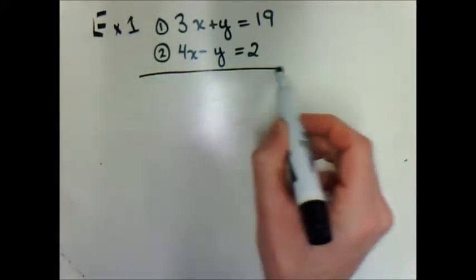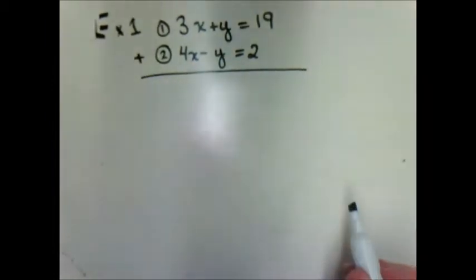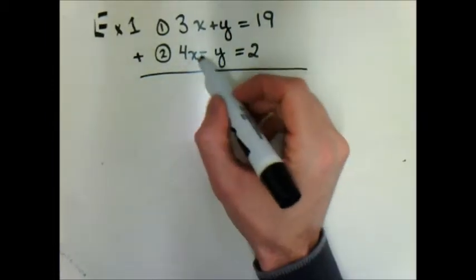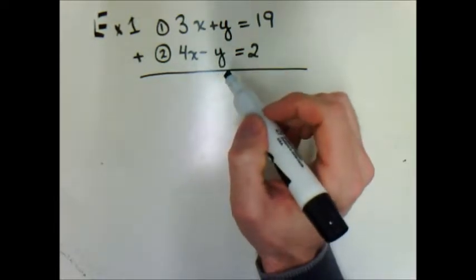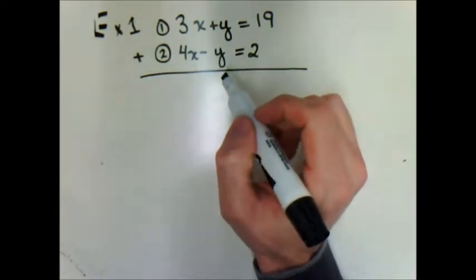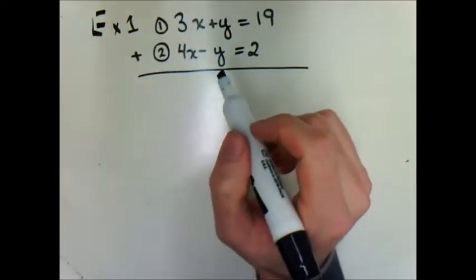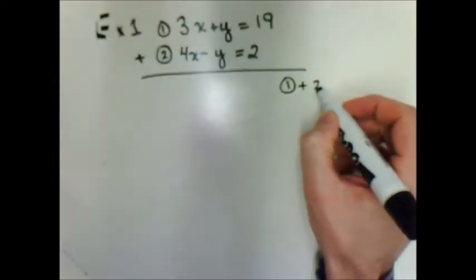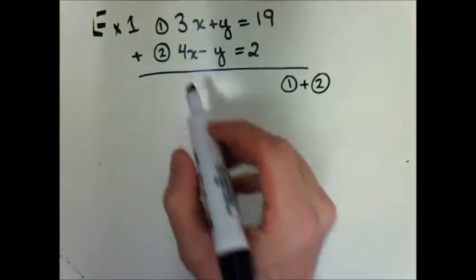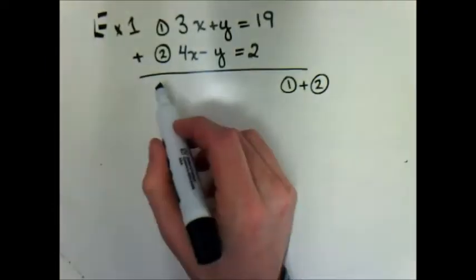So if I add these two equations together, what's going to happen to this plus y minus y? It's going to become 0, and we're going to have eliminated y. So let's do that. We're going to do 1 plus 2. So here I just do it like standard addition.